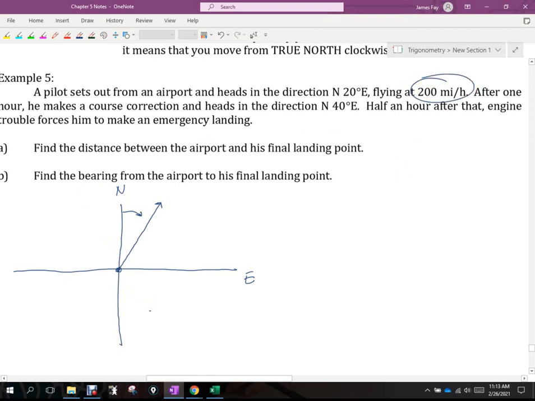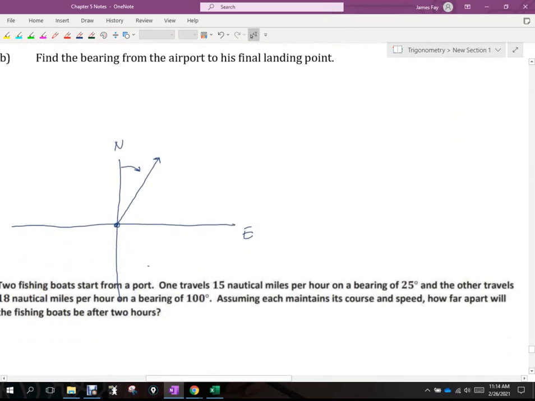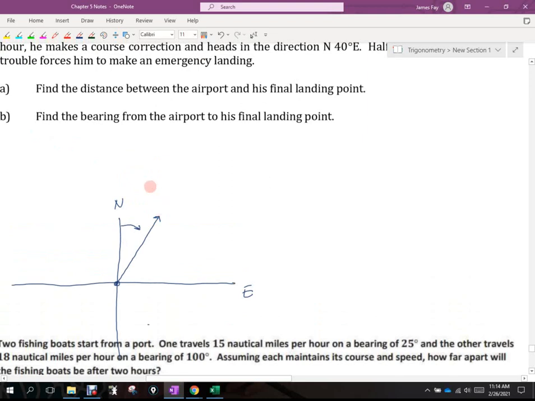And then after 1 hour, he makes a change in direction. So I'm going to say that right here, he makes a change in direction. And what I'm going to do is put another coordinate plane in here, or another axis, because right there, he's going to make a change of direction. And now it says he's going to go north 40 degrees to the east. Well, going north 40 degrees to the east would maybe be that there. Does that kind of make sense?